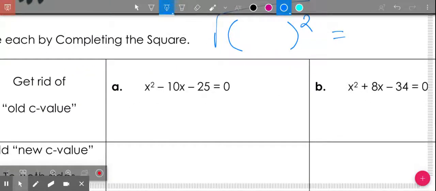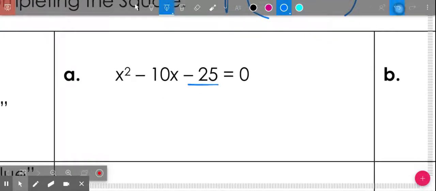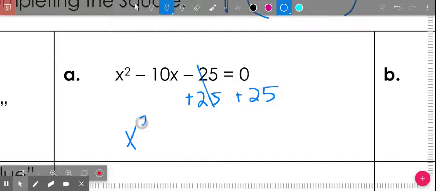So, if we look at our first one, it says get rid of the old c value. Here, our c value is negative 25, so to get rid of it, we're going to add the 25 over. Those will cancel, so I'll have x squared minus 10x is equal to 25.